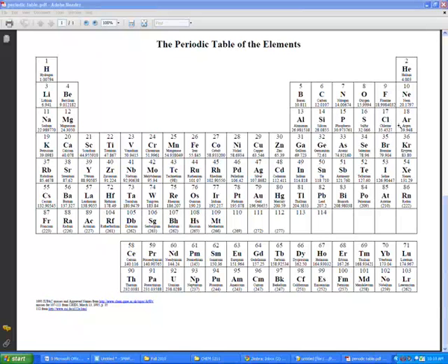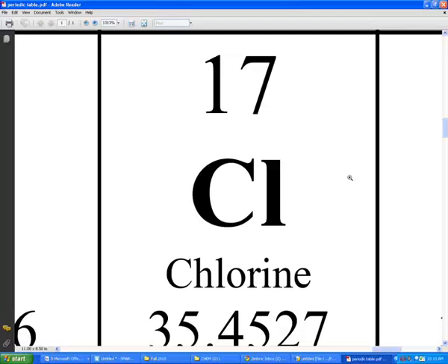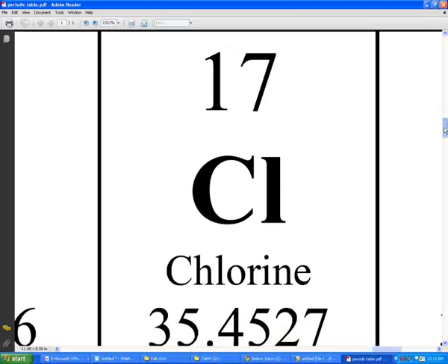I'm assuming everybody knows what the number on the top here is. This is called the atomic number, the number of protons in the nucleus and the number of electrons around it. But it's very easy to get confused between mass number and atomic mass. Now I'm going to zoom in on chlorine here so we can see this a little better. Chlorine has an atomic number of 17, so 17 protons in its nucleus, 17 electrons around it.